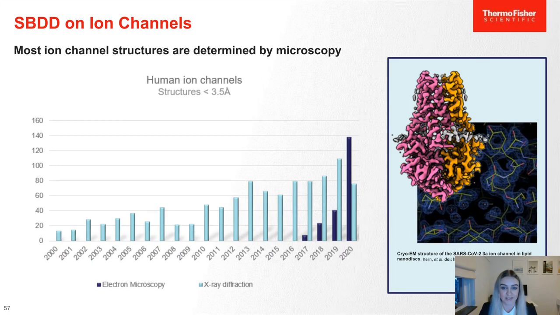And evidence to the value of cryo-EM for membrane proteins can be illustrated with this graph over here. So historically, X-ray crystallography was used for determining the structures of ion channels, but as of 2020, cryo-EM has taken over, and as you can see from this graph, most human ion channels are now structurally solved by cryo-EM. And you can see an example of one cryo-EM structure of an ion channel here on the right. This is the SARS-CoV-2 3A ion channel.